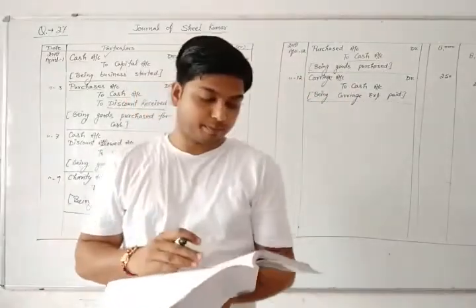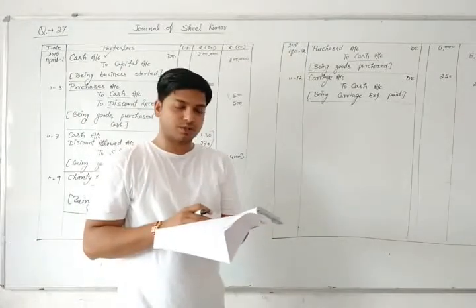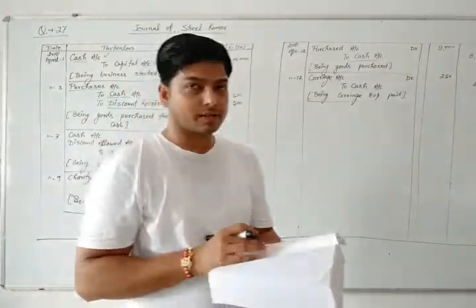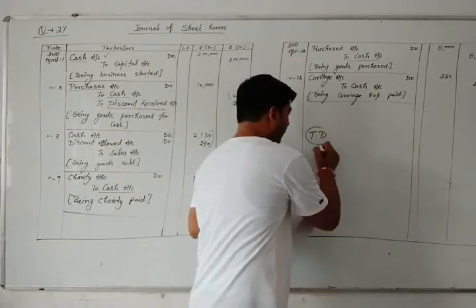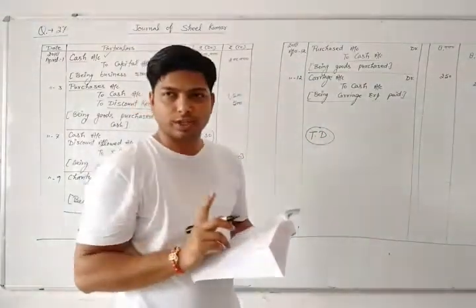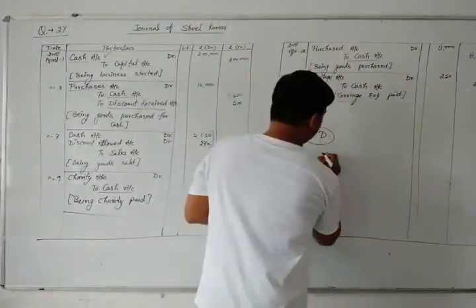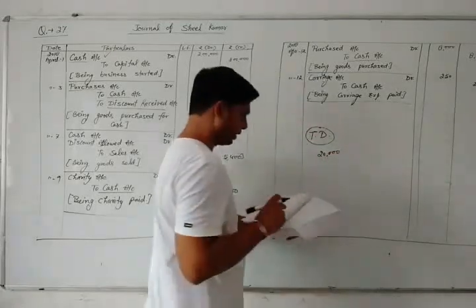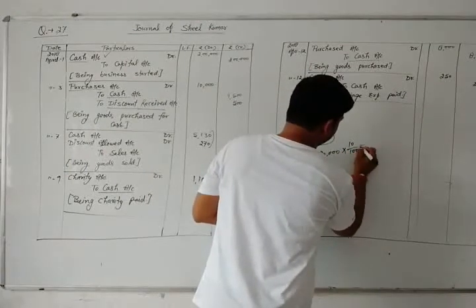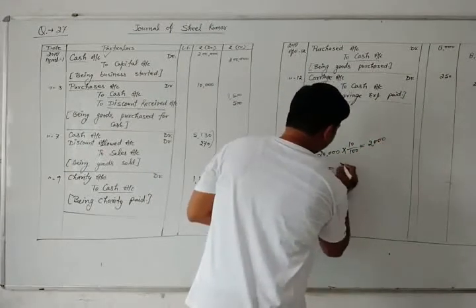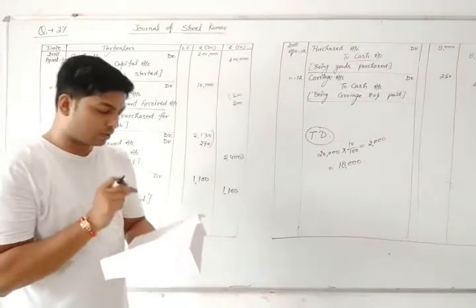Next transaction on April 15 is given. Sold goods to Hanuman of list price 20,000 at 10% trade discount. Whenever you are finding trade discount, you must keep in mind that trade discount will not be shown in your journal entry but will be deducted from the main amount. So the list price is given as 20,000, and the trade discount is 10%. Simply, 10% of 20,000 would be 2,000. So the balance amount remaining is 18,000. Now this entry will be dealt with the amount 18,000.